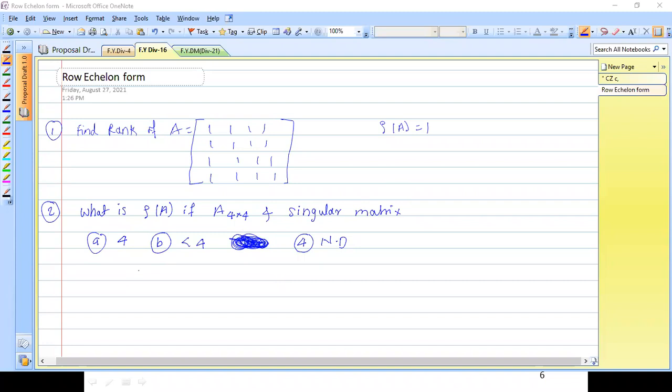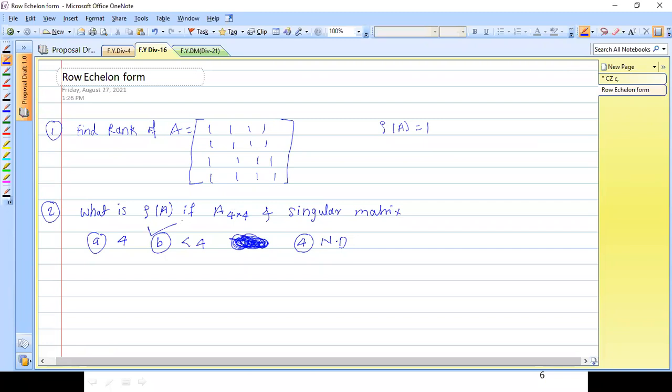Why? Because I want at least one non-zero minor of order 4, but the determinant of order 4 itself is 0. So 4 is not the case. Then what cases remain? Either you will have 3, 2, 1 or 0 also. Because if determinant is 0, a zero matrix also has determinant 0. That's why I erased the options. So here option B is correct.